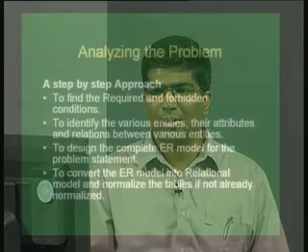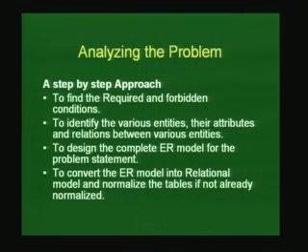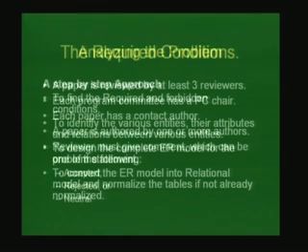So what could be the step by step approach? The first thing is, we have to find the set of required and forbidden conditions. Then once you start that, start identifying the various entities, their attributes, the relationships between entities and so on. Then build a complete ER model for the problem statement, and then convert the ER model into a relational model and perform normalizations if they are not already normalized, right?